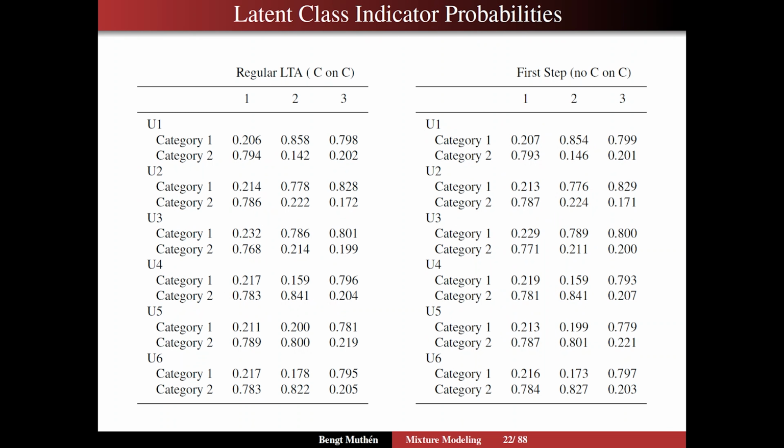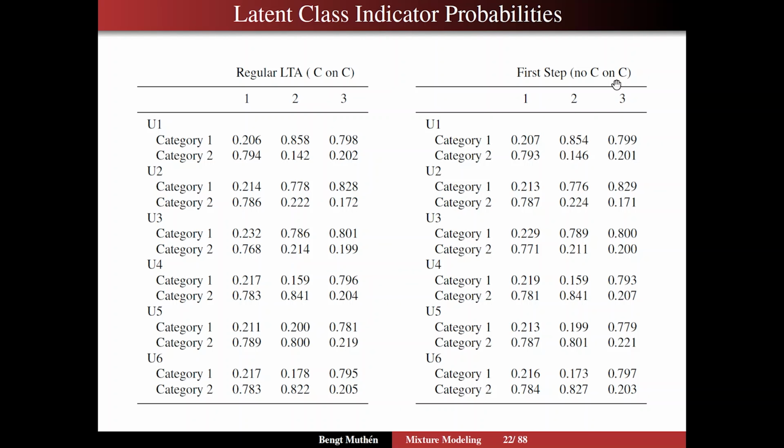All right, slide 22 then. Let's take a look at something here which might be of interest. I'm specifying the latent class indicator probabilities. We talked about a high class, a low high class, and a low class. And that was from regular LTA, where we do specify C on C, so to speak, C2 on C1.